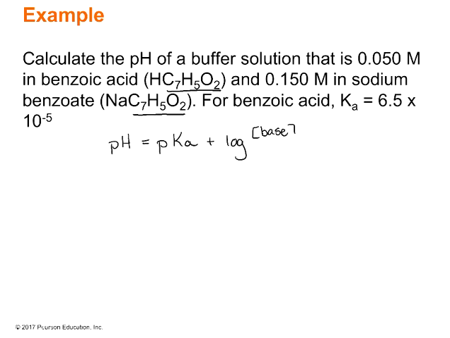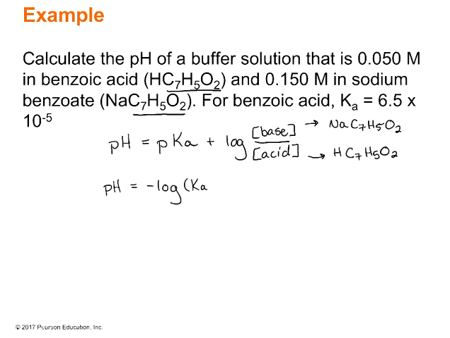So we need to identify our base and our acid. So the base will be negatively charged, and then the acid will have a hydrogen attached. So the base is sodium benzoate. And the acid is benzoic acid. So it's kind of given away in the name. Now, we don't have a pKa value, we just have a Ka value. So let's rewrite this equation so that we can solve for the pKa. And remember that if we want to solve for pKa, that's equal to the negative log of the Ka value.